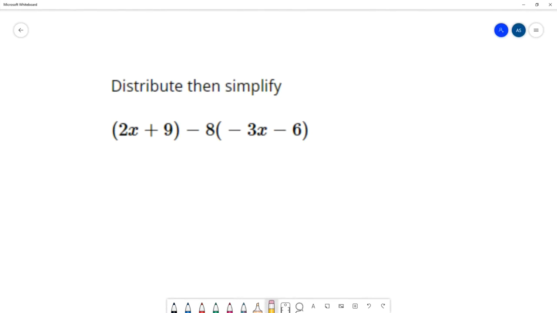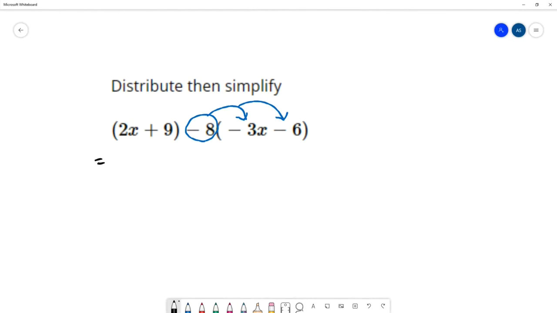Today I'm working through the first 5 questions on the practice test 1. First question says, distribute, then simplify. We have the expression 2x plus 9 minus 8 times negative 3x minus 6. We want to use the distributive property. We're going to distribute this minus 8 to the terms inside the parenthesis.